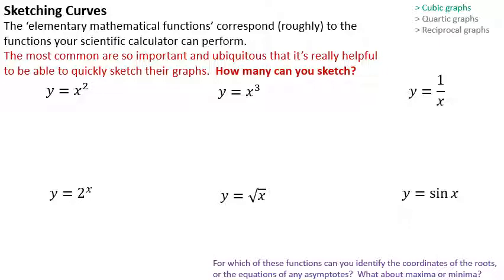Okay, for our first one, y equals x squared, the first thing to notice is that this will give the same values for positive x inputs as it will for negative x inputs. So your curve is going to be perfectly symmetrical about the y-axis. 3 squared gives the same answer as negative 3 squared.